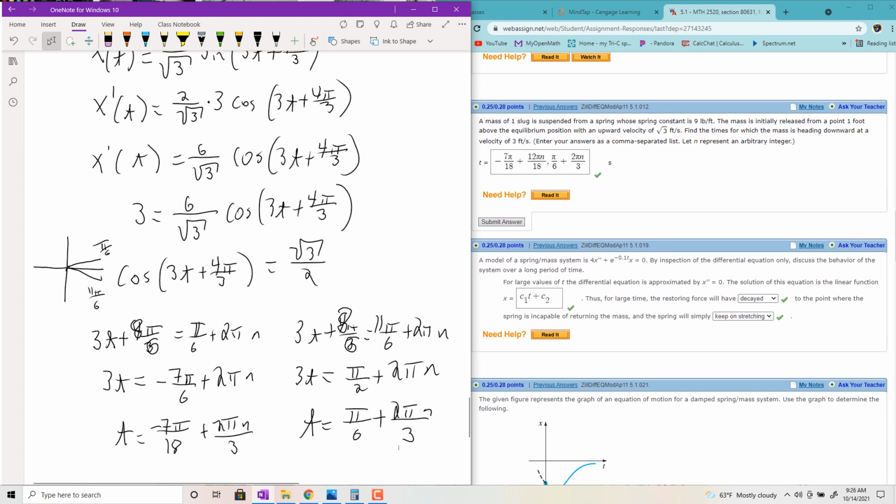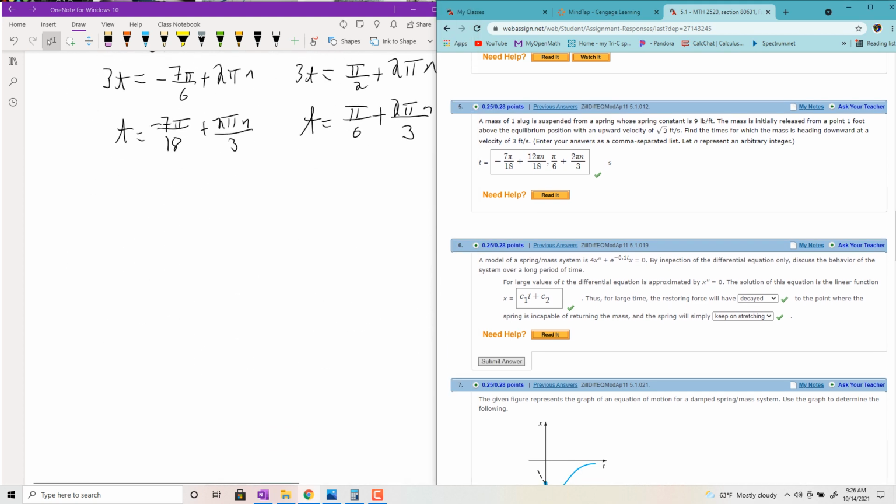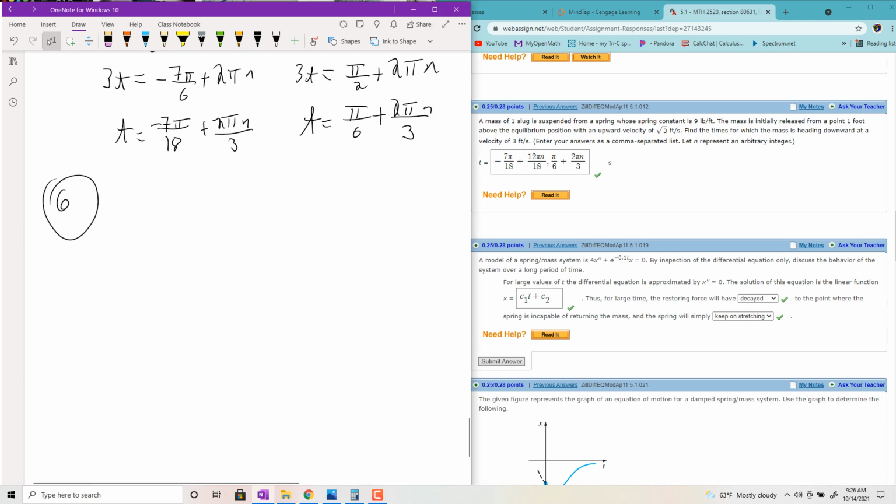Yeah. Number 6 was kind of weird for me for some reason. They have this factor in there, this e to the negative 0.1 t x that you can see. So it's 4 times the second derivative of x plus e to the negative 0.1 t times x equals 0. It's saying that for large values of t, you can approximate the differential equation with x double prime equals 0.